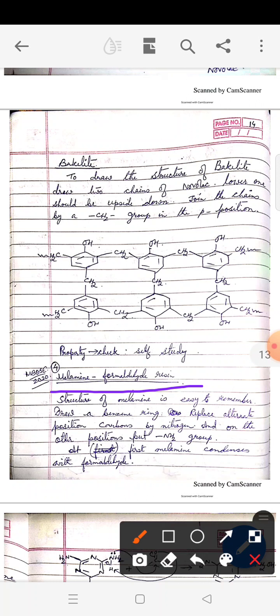So you can see here how we get melamine formaldehyde resin. The structure of melamine also is easy to remember. As you can see, I have already written it. You first draw a benzene ring. You can check here.